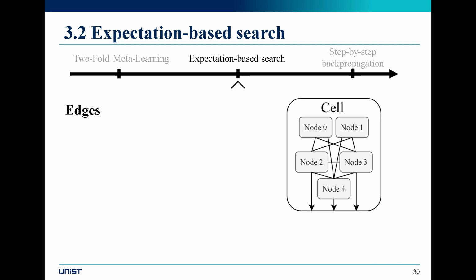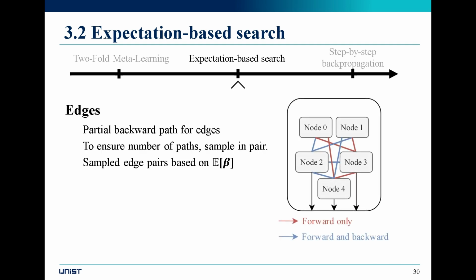Now let's go for the edges. In the same manner as operations, we only utilize partial backward graphs. If you take a look at the figure, you can find blue edges which will save intermediate values, while red edges will not save their intermediate values. Since the designated minimum number of edge connections is already fixed, we sampled these edges in pairs based on the expectation values of beta. So we call this expectation-based edge pair search.